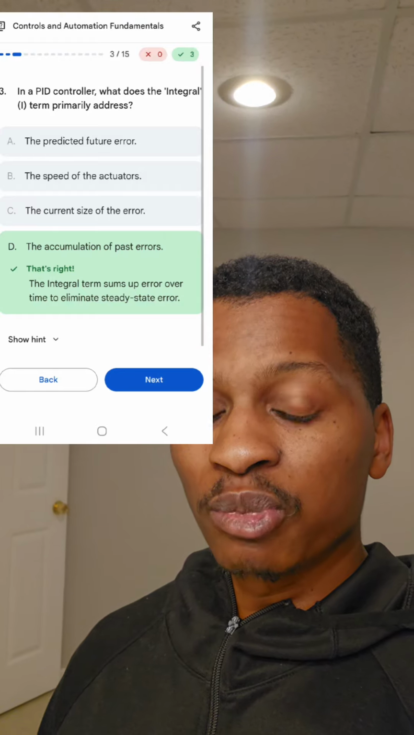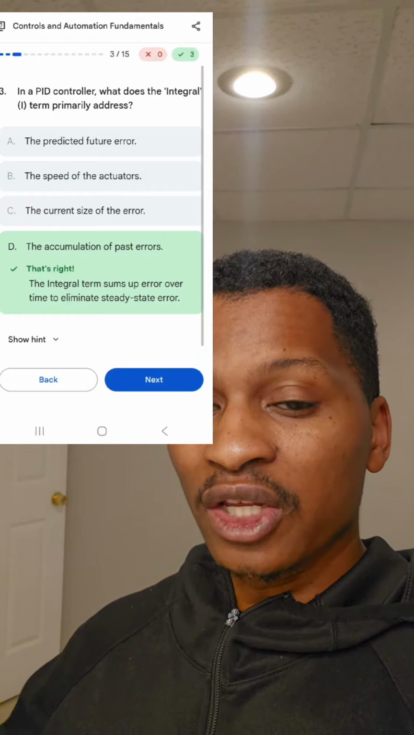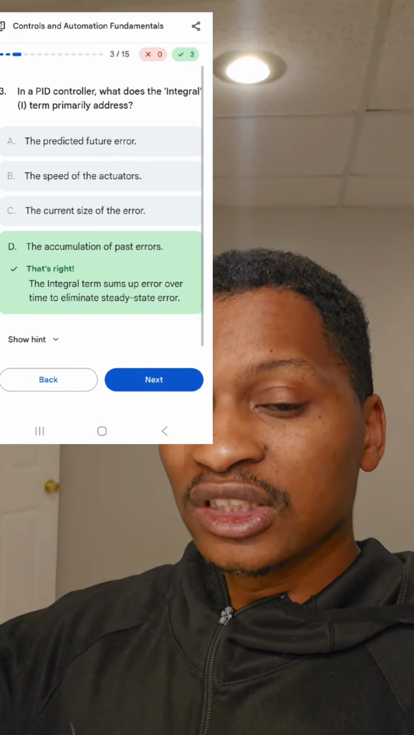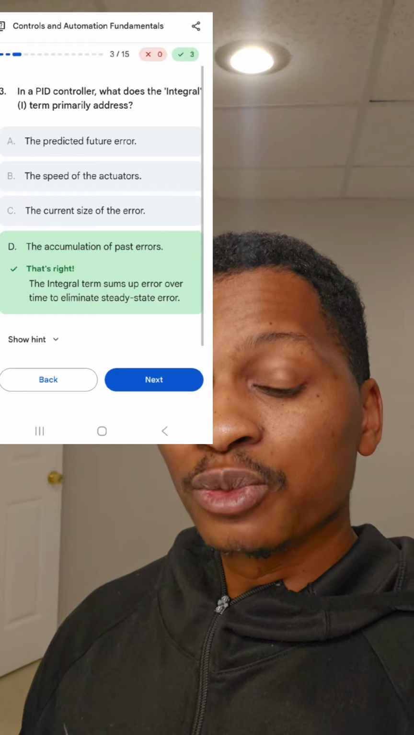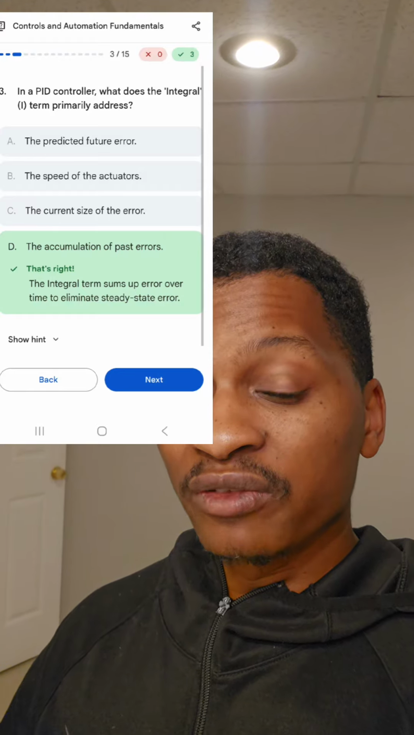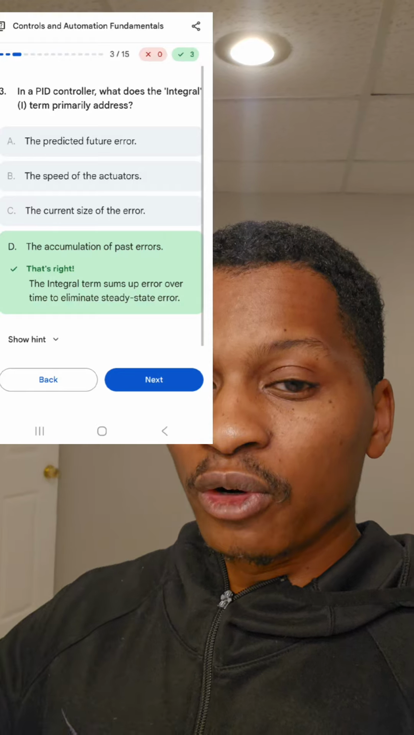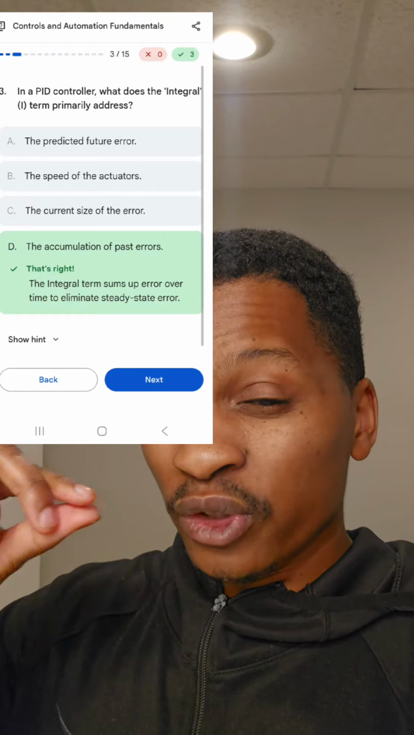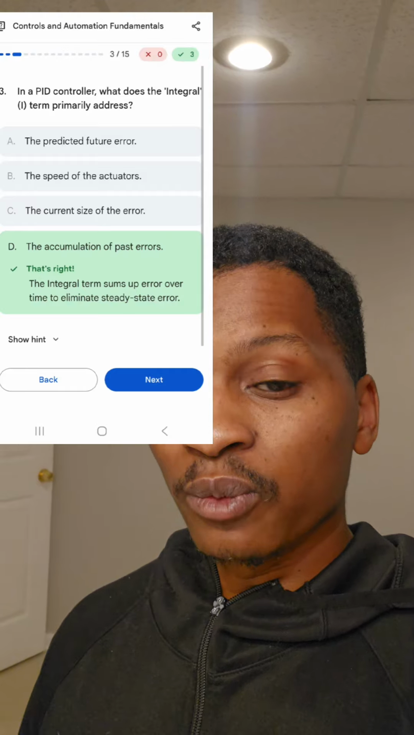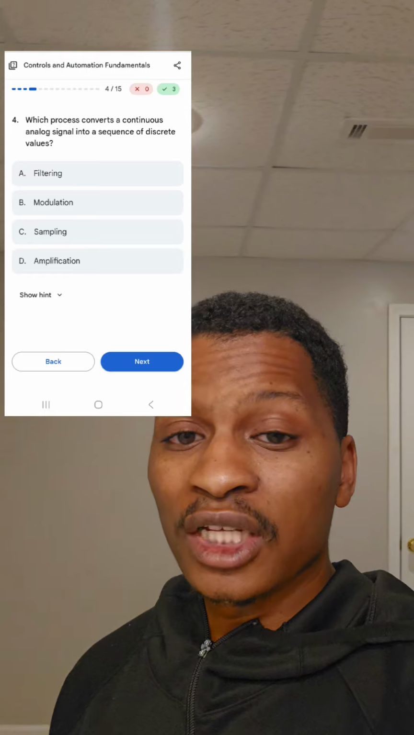So the integration portion of your PID controller is going to be taking your error and summing it together over time. This is really important to minimize and get rid of steady state error, and this is when your output signal is really close to your set point, so it helps get rid of that steady state error.